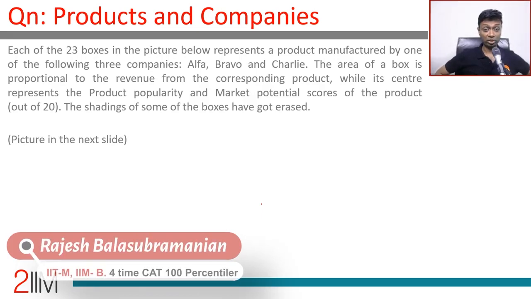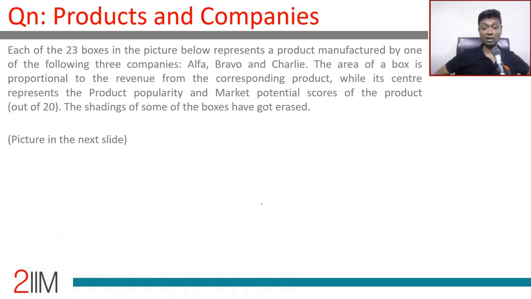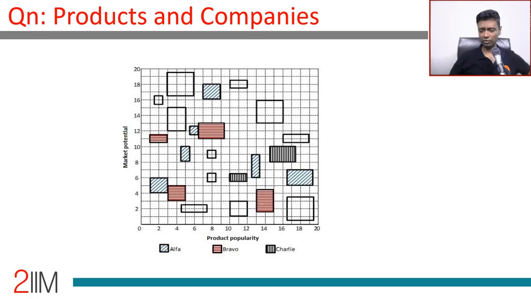Each of the 23 boxes in the picture below represents a product manufactured by one of the following 3 companies: Alpha, Bravo, and Charlie. The area of a box is proportional to the revenue from the corresponding product, while its center represents the product popularity and market potential scores of the product. The shadings of some of the boxes have got erased. Wonderful. So the shadings have got erased.